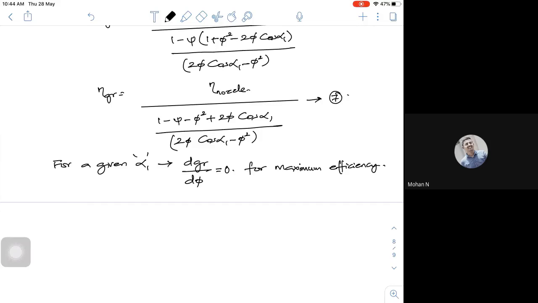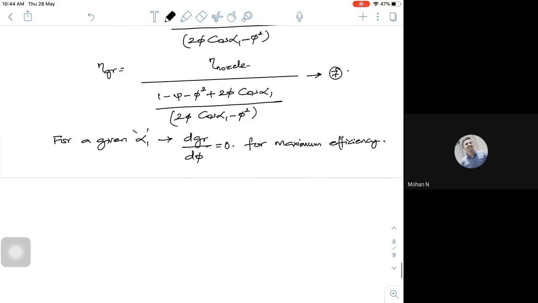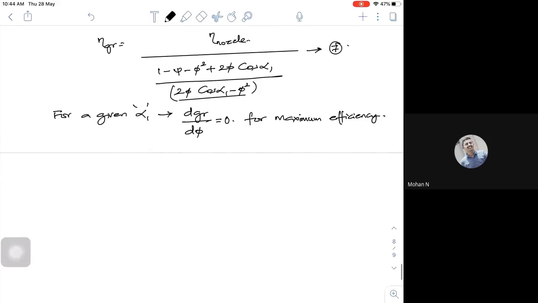So what will happen if that is the case? I am left with only this particular part. Differentiation will be only this particular part. If I equate it to 0, rest all will simply cancel out. I'll be getting 2 cos alpha 1 minus phi square differentiation is 2 phi. Okay, and your phi, or phi max, or phi optimal, is equal to cos alpha 1.